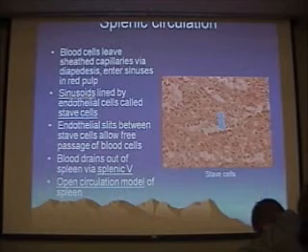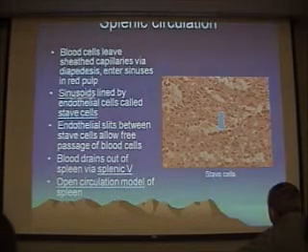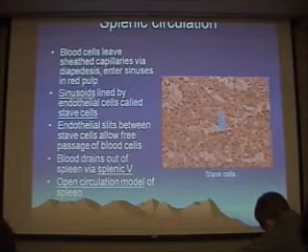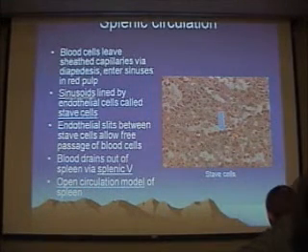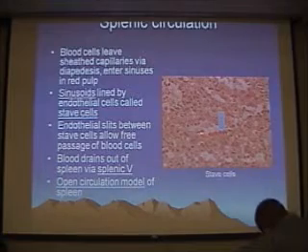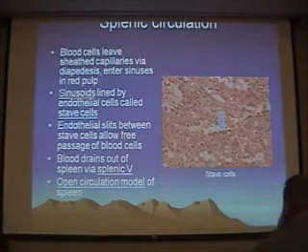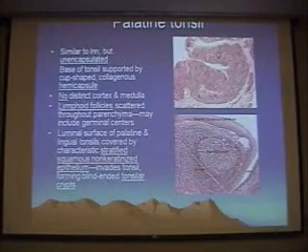The sinusoids within the spleen are capillaries which allow blood to percolate through the spleen. And these vessels are lined by a special type of endothelial cells called stave cells. So here we have some stave cells lining those capillaries, the sinusoids.